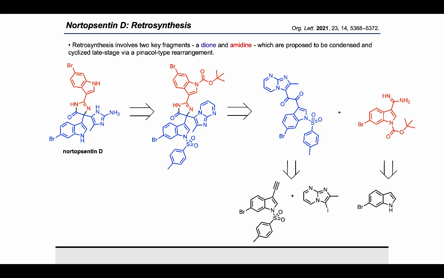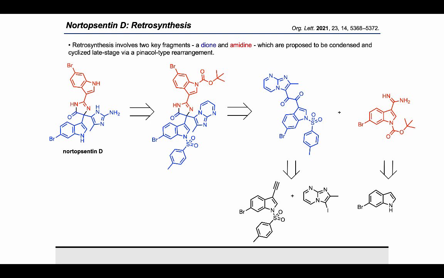In this plan, the first step involved the protection of most free amines found on Nortopsentin D, including both indoles and the 2-aminoimidazole, which I protected using a pyridyl protecting group. This was done to improve the intermediate solubility in a range of organic solvents and for ease of purification.